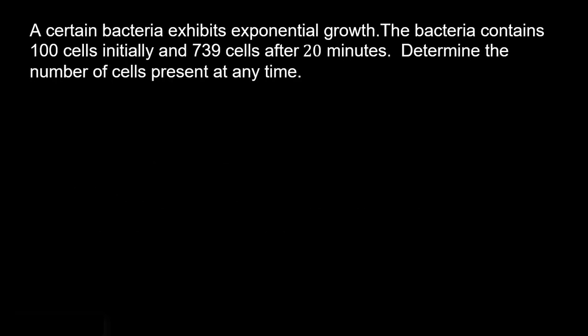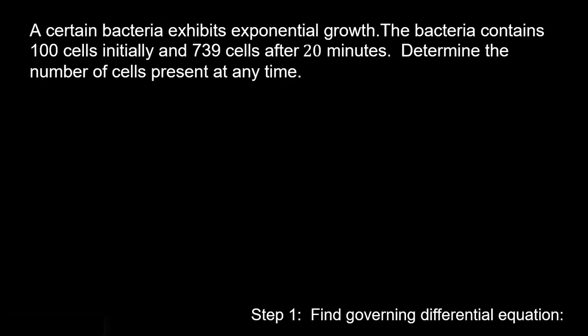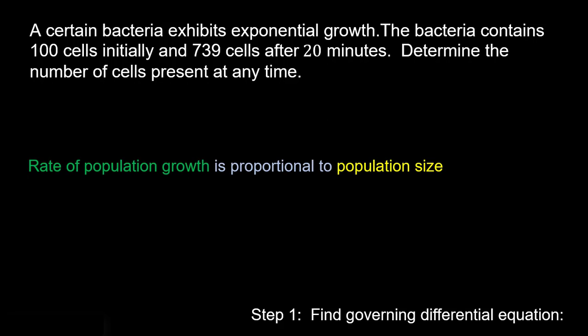First thing that we need to do to figure this out is find a governing differential equation. And all we really need to do to start this first step is to define our basic intuition. And our basic intuition tells us that the rate of population growth is going to be proportional to population size. Now this isn't too complicated of an assumption to start with.